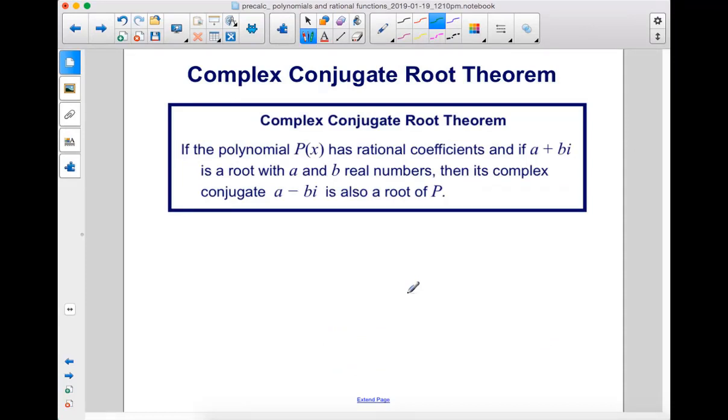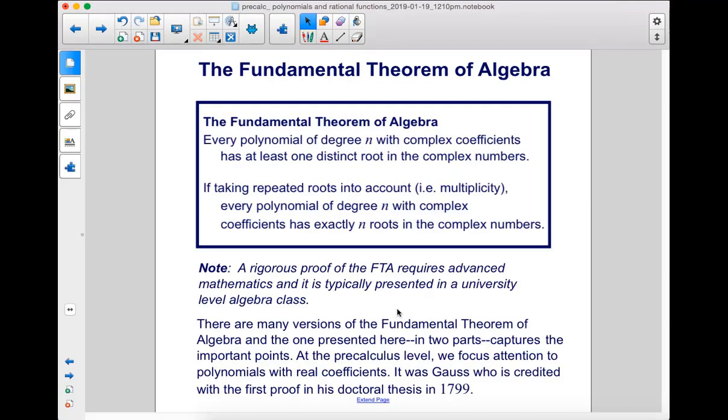Complex conjugate root theorem: if the polynomial p of x has rational coefficients, and if a plus bi is a root with a and b real numbers, then its complex conjugate a minus bi is also a root of p. The fundamental theorem of algebra: every polynomial of degree n with complex coefficients has at least one distinct root in the complex numbers.